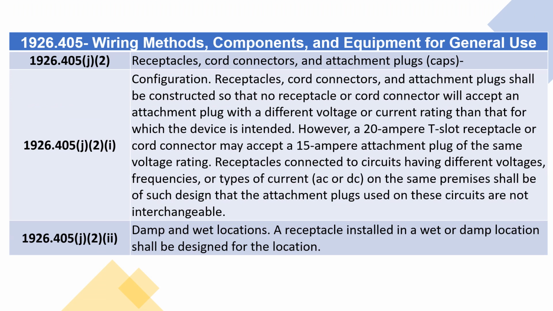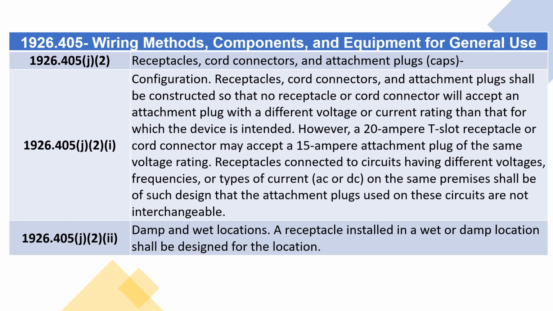1926.405(j)(2), receptacles, cord connectors, and attachment plugs (caps). 1926.405(j)(2)(i), configuration. Receptacles, cord connectors, and attachment plugs shall be constructed so that no receptacle or cord connector will accept an attachment plug with a different voltage or current rating than that for which the device is intended. However, a 20 ampere T-slot receptacle or cord connector may accept a 15 ampere attachment plug of the same voltage rating. Receptacles connected to circuits having different voltages, frequencies, or types of current, AC or DC, on the same premises shall be of such design that the attachment plugs used on these circuits are not interchangeable.